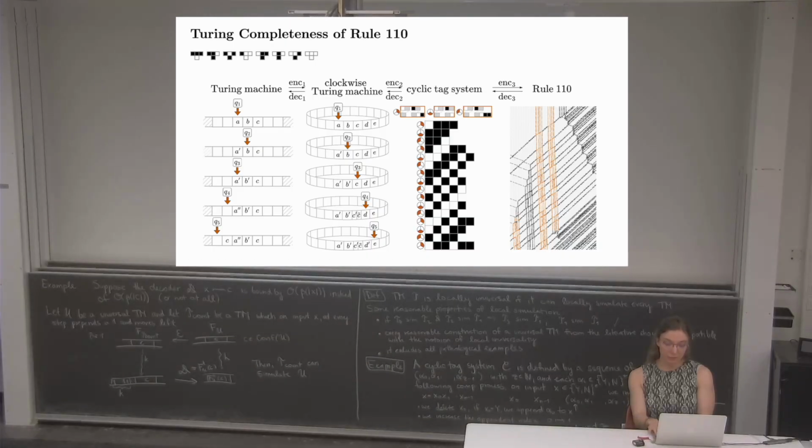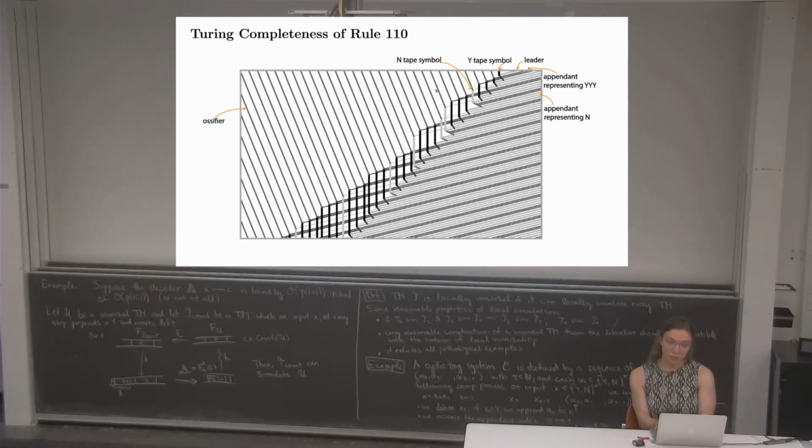But the situation is even worse in the sense that we unravel more than just a periodic background on the space-time diagram. So there are two types of periodic structure. There is the static finite region, which encodes the information about the tape. And then to the left, there is a periodic repetition of a certain type of glider, which is called the ossifier. And to the right, we actually periodically unravel this appendant all over again.